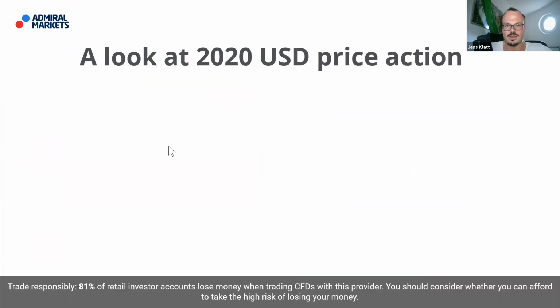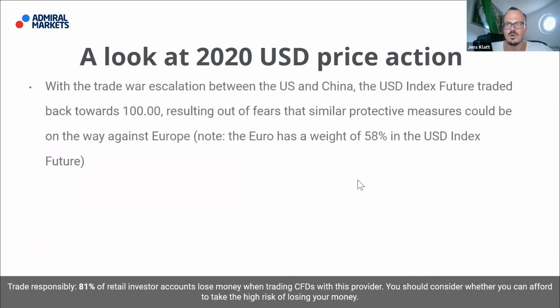And we now want to have a look here at the US dollar. We want to have a look at the 2020 USD price action. Let's start here with the trade war escalation between the US and China. The USD index future traded around 100 points, resulting from fears that similar protective measures could be on the way, especially against Europe. It's noteworthy, when we look at the US dollar index future as it's listed on the ICE in New York, that the euro has a weight of 58% in the USD index.